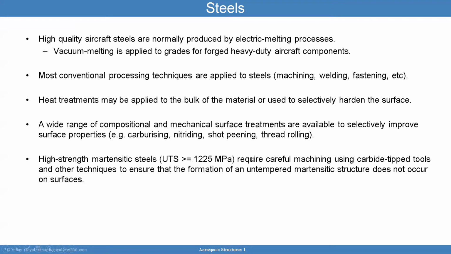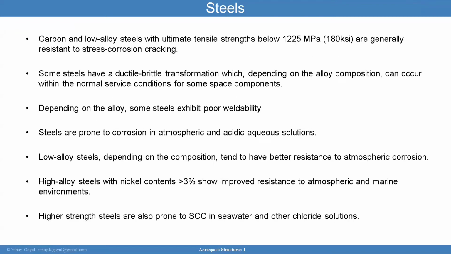So most conventional process techniques work well, no problem there. Heat treatments may be applied to the bulk of the material to selectively harden the surface. And a wide range of compositional and mechanical surface treatments are available to improve surface properties, like shot peening, thread rolling, and stuff like that. And you want to make sure that when you're using the high strength materials, you're caring for the machining used, and that we're not introducing new failure modes related to the microstructure.